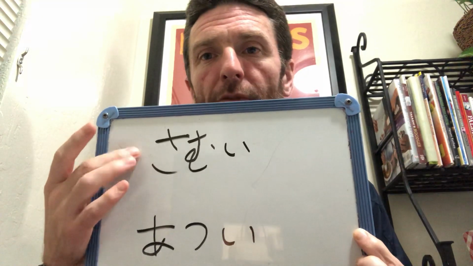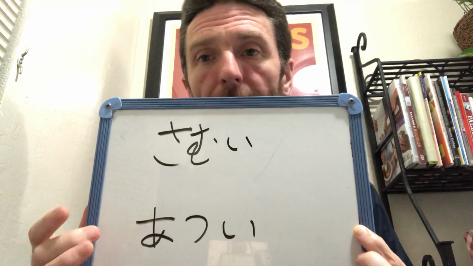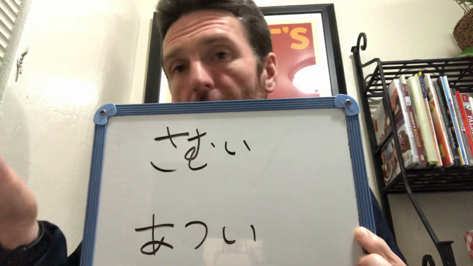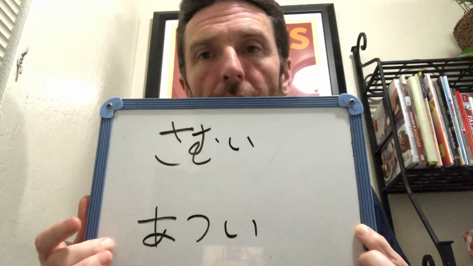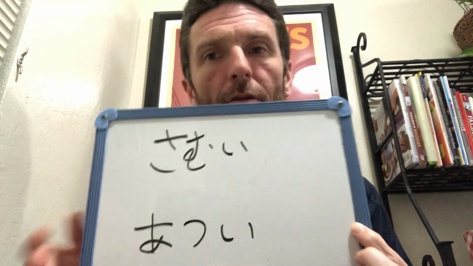And so what's the ta form for samui? Samukatta. Atsui, atsukatta. So they're like, tenki wa dou desu ka? You could say, samukatta ri, atsukatta ri desu. Pretty straightforward. Sometimes it's cold, sometimes it's hot.